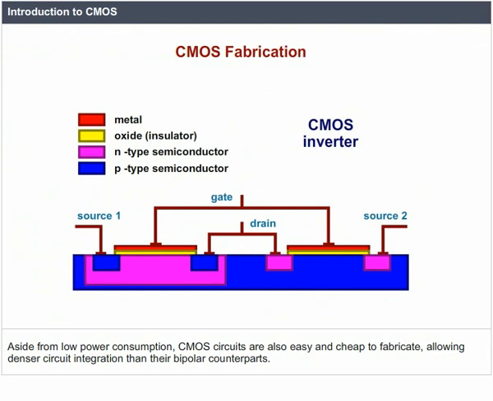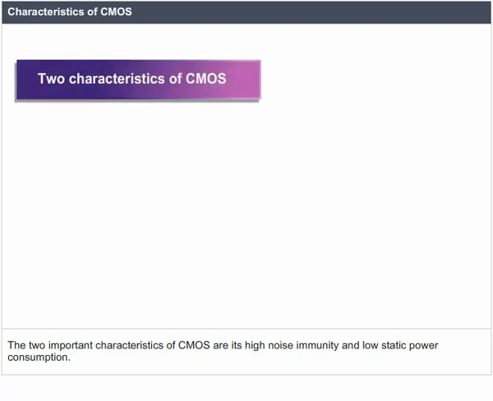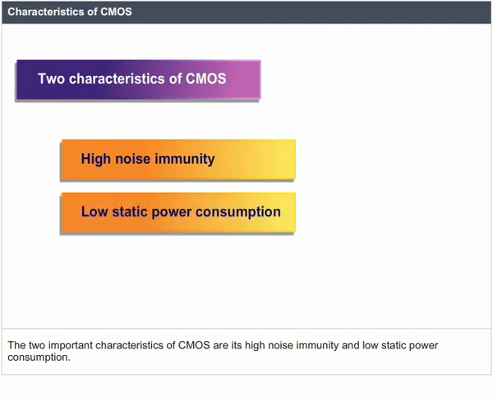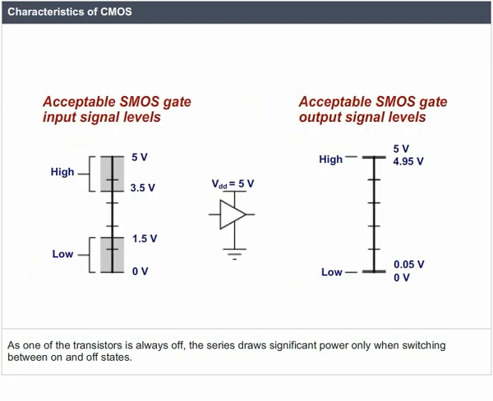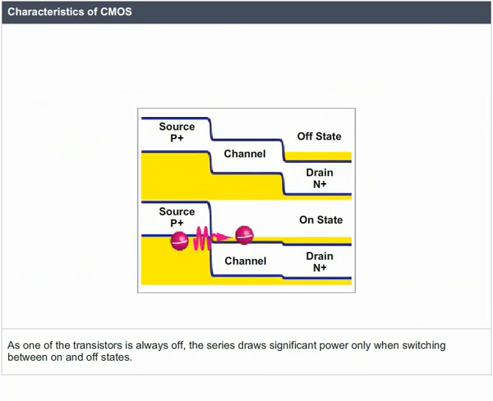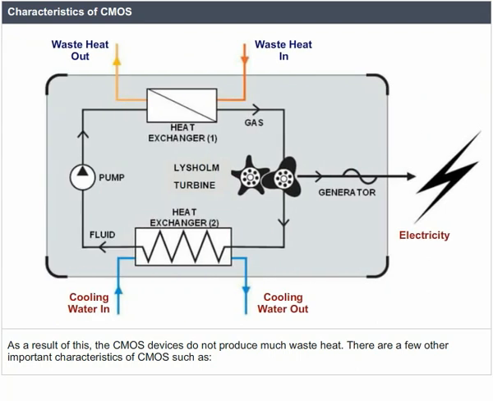Characteristics of CMOS. The two important characteristics of CMOS are its high noise immunity and low static power consumption. As one of the transistors is always off, the series draws significant power only when switching between on and off states. As a result of this, CMOS devices do not produce much waste heat. There are a few other important characteristics of CMOS, such as duality, logic, and dissipation.